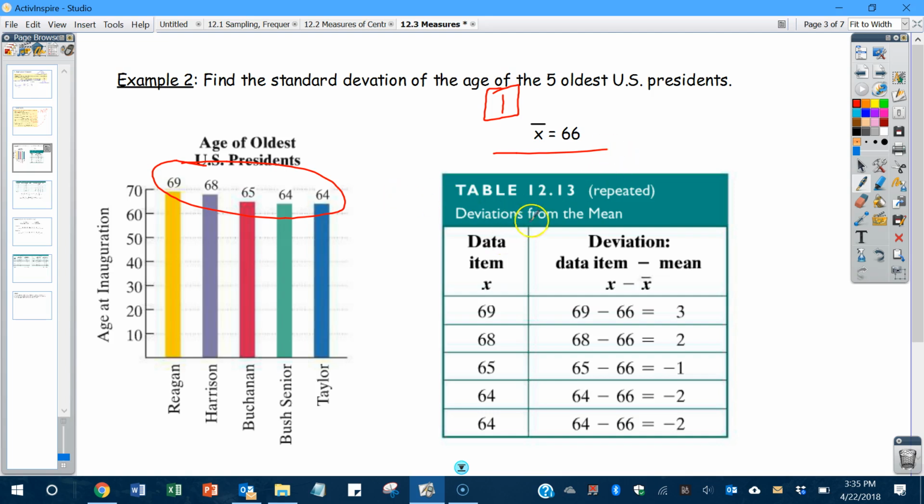The next thing you do is find the deviations from the mean. How far away is each value from the mean? Are they a few units greater than the mean or a few units less?